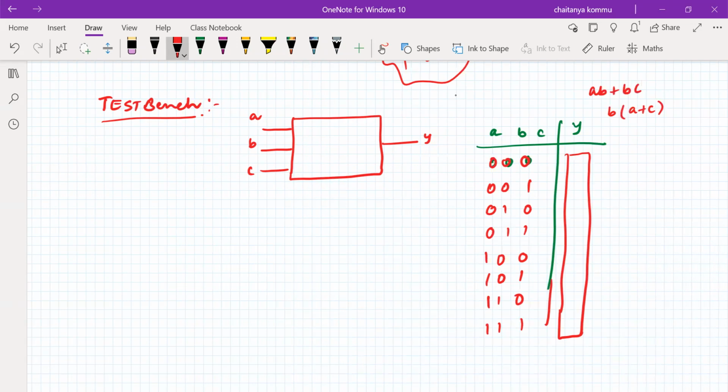First we perform the OR operation between A and C, and AND it with B. Whenever B is equal to 0, the function output is 0, irrespective of anything else. So here also 0, 0. If B is 1, it depends upon the result of A plus C. So 0, 0 and 1 gives 0 only, and 0 plus 1, 1 into 1 is 1. Yes, exactly. This is the intended output, that means the correct output.